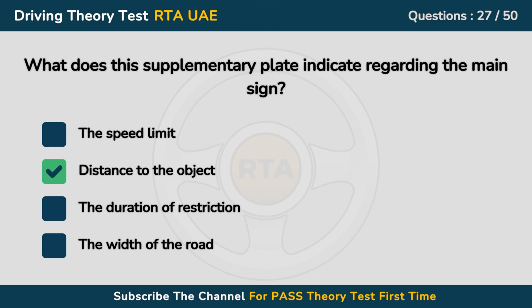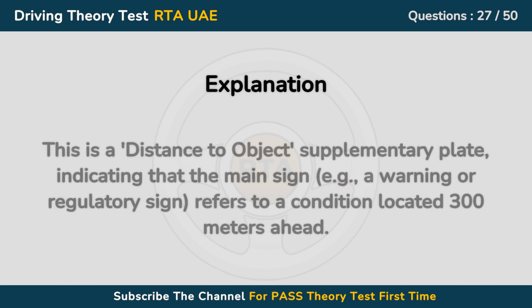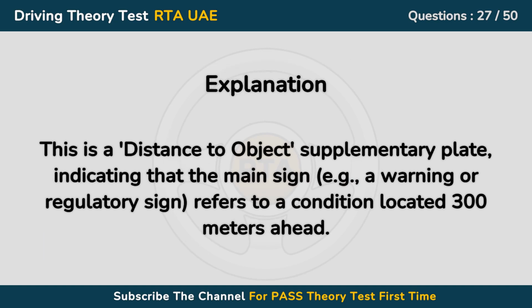Answer is B. Distance to the object. This is a distance to object supplementary plate, indicating that the main sign, for example a warning or regulatory sign, refers to a condition 300 meters ahead.